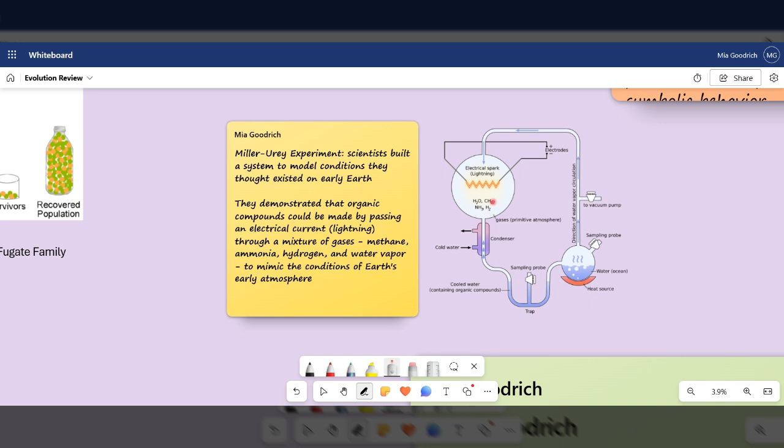Okay, and they're running an electrical current through it. The point of running an electrical current through this collection of gases is to mimic lightning. So this electric current is standing in for lightning that would have existed in Earth's early atmosphere. They're seeing what happens when they pass this lightning through these gases. Are we able to form organic molecules?